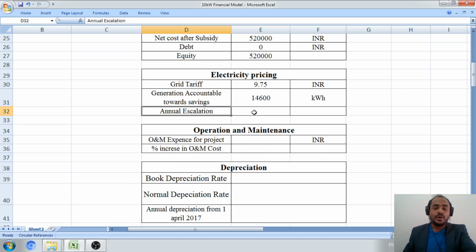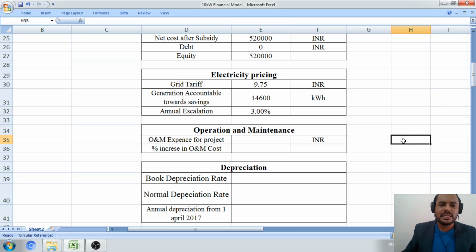Then we have to consider the annual escalation in the price of the grid tariff, because every year the tariff rate of the electricity supplied by the utility grid will hike by some percentage. That is why, when calculating the balance sheet or the revenue generated from the solar power plant, we have to consider the percentage of escalation in the grid tariff. In this case, we are considering 3% annual escalation in the price of the grid tariff.